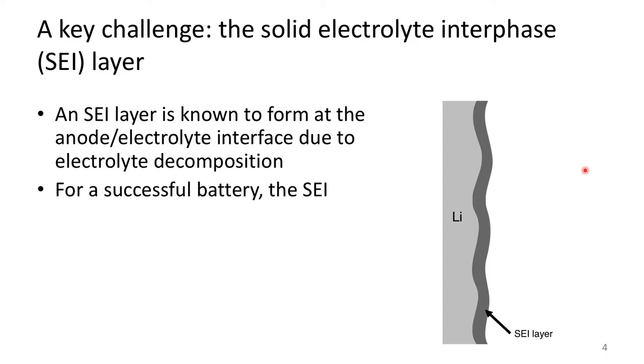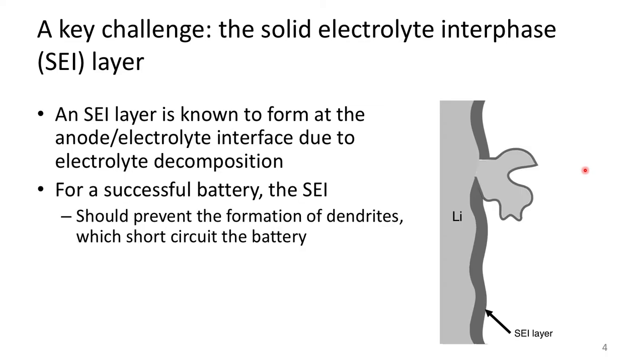In order to have a successful battery, the SEI should first prevent the formation of dendrites, which are these structures that form due to inhomogeneous deposition of lithium metal, and when they grow to a large enough size, they contact the cathode, they short circuit the battery, and this leads to those fires and explosions that we hear about so often in the news, and we really want to avoid. Secondly, we must allow for the transport of lithium ions.